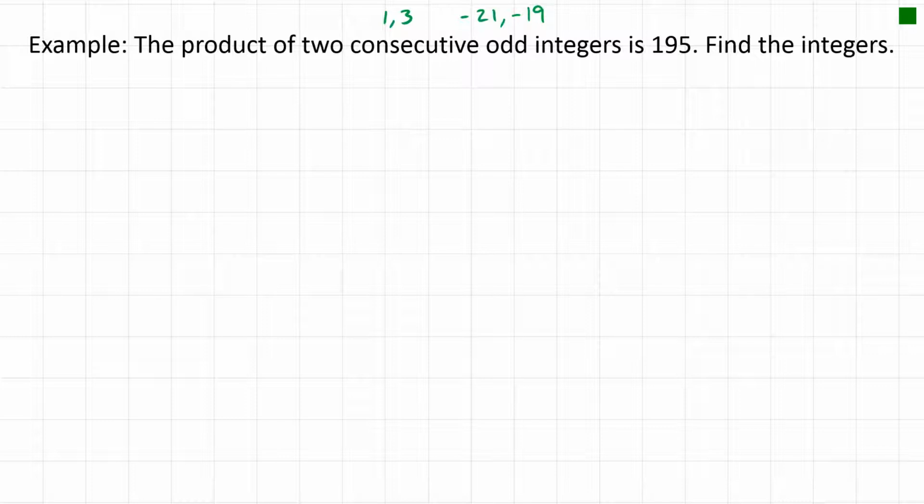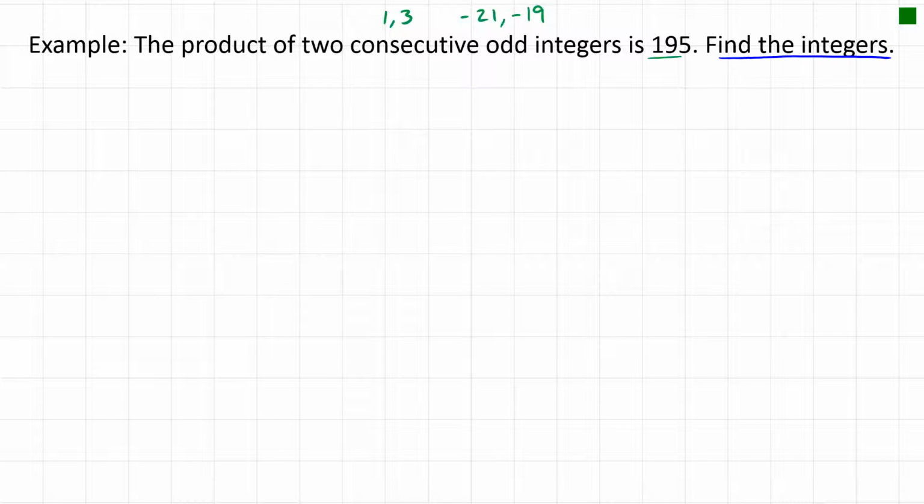Now, the product of these consecutive odd integers is 195. And 1 and 3 don't multiply to 195. I don't know if negative 21 and negative 19 do, but I'm pretty sure they don't because that number would be higher than 195. But we don't want to solve this by guessing and checking. We want to solve it by setting up an equation and then solving that equation. So we've read the problem, we understand it, now we identify what we're trying to find. And we're trying to find the two consecutive integers.